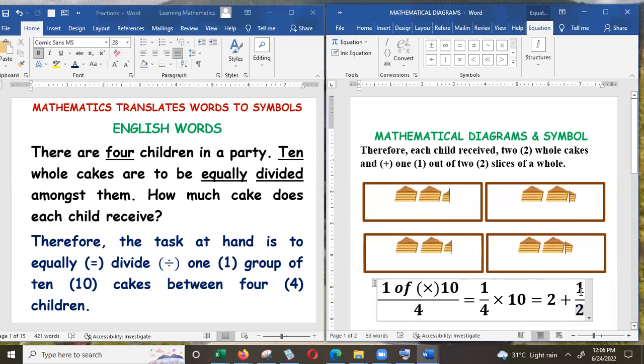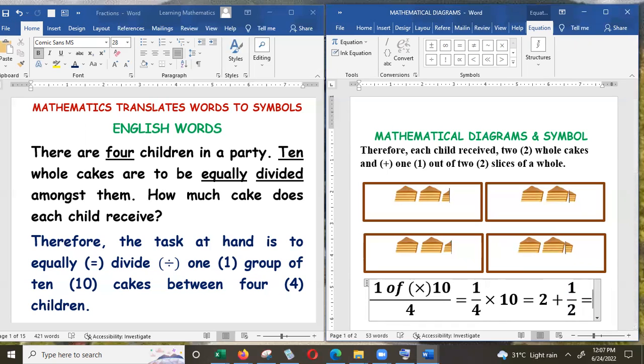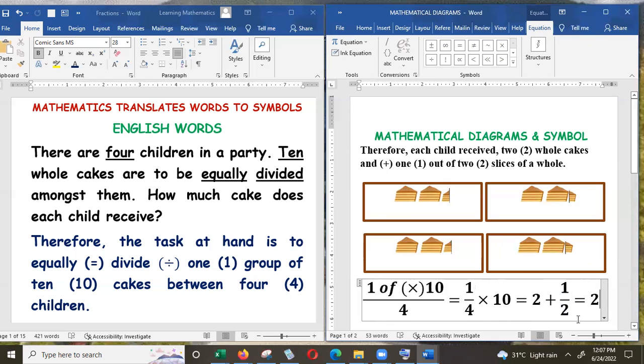Here's the mathematical notation for a half. Bear in mind, in maths, every important word has its mathematical notation for translation. Half is a very important word in mathematics, and its notation is 1/2. A quarter is another important word. The notation for it is 1/4. So each child receives 2.5. And another way to write 2.5 is 2 and a half.